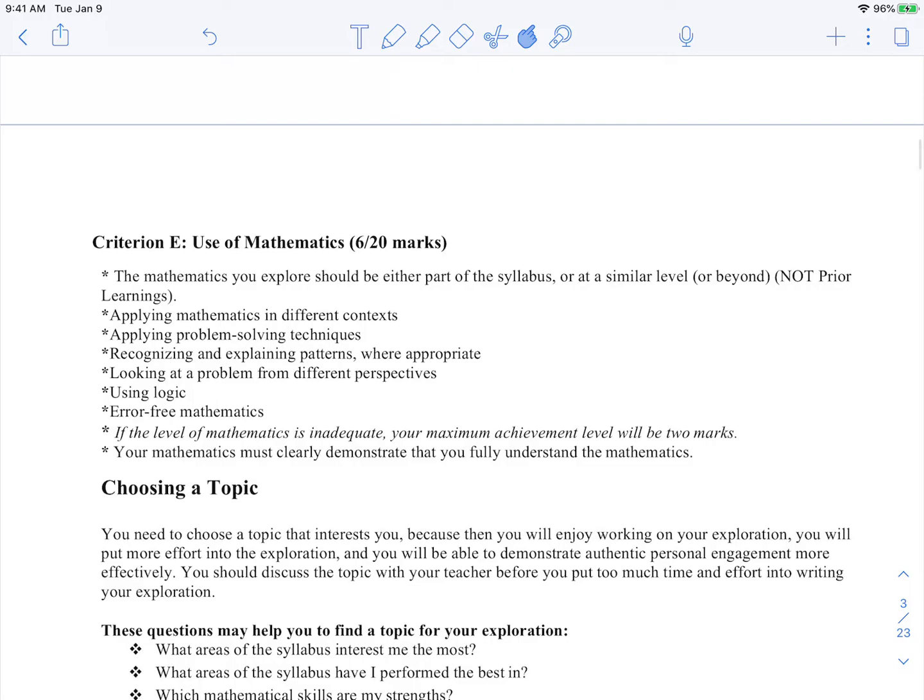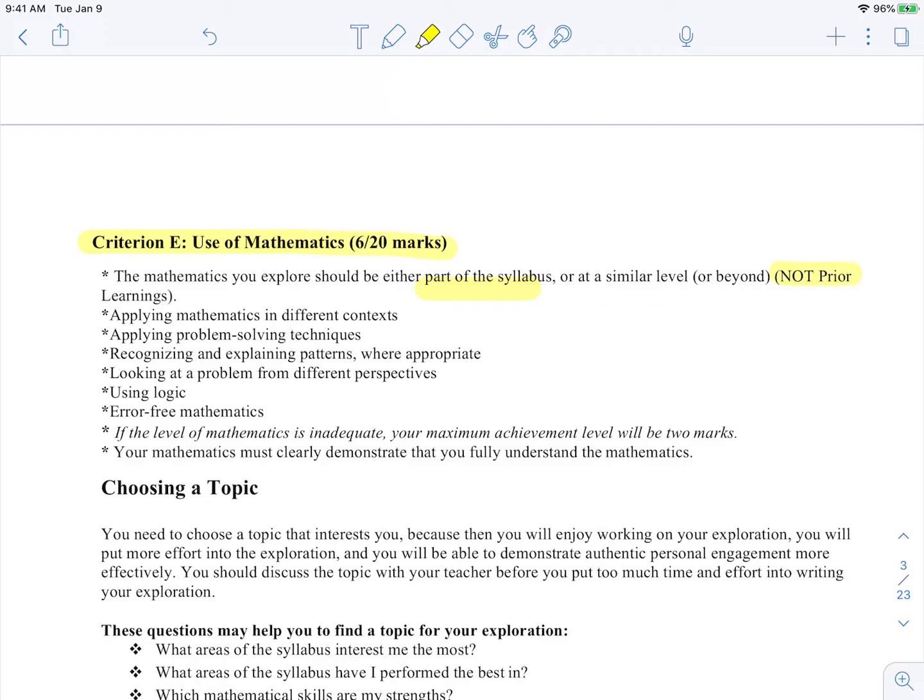The last criteria is criteria E, the use of mathematics. And this is where the most points are going to be given. It's 6 out of 20 marks. Since we're in a math class, this is the most important section. Mathematics you should explore in your syllabus. So it has to be part of our course content in our IB class.